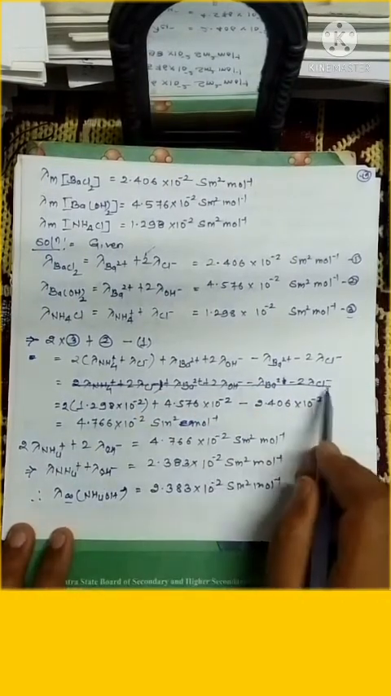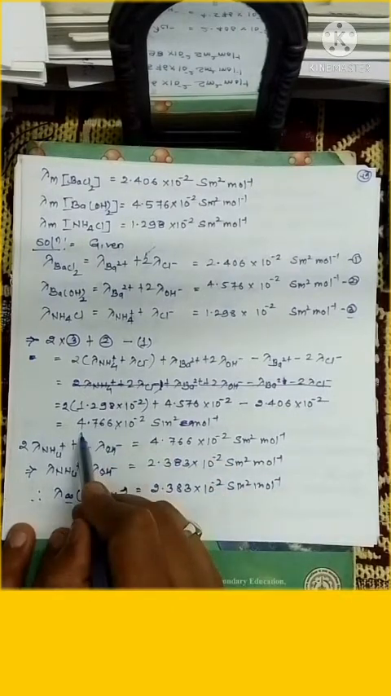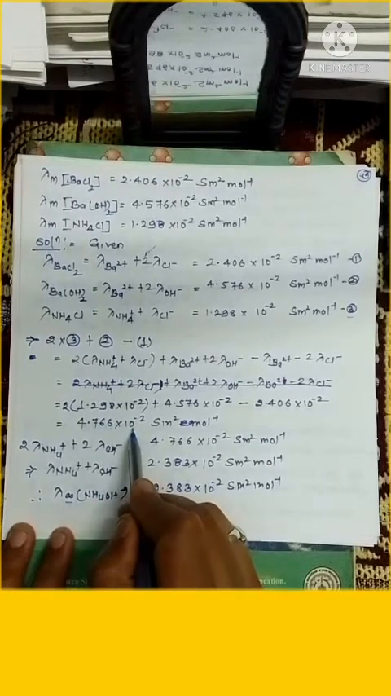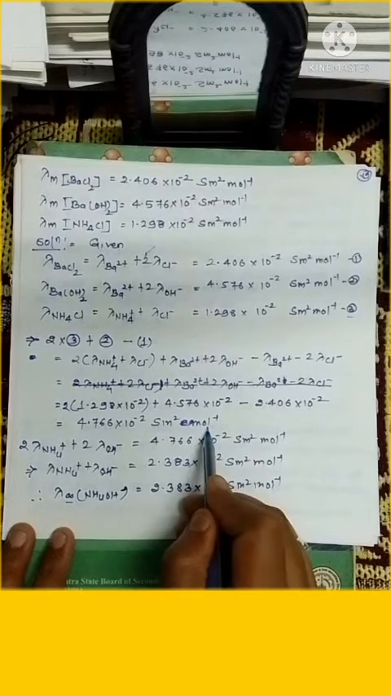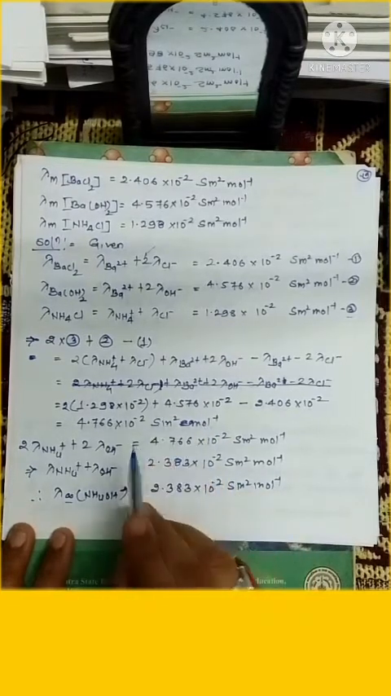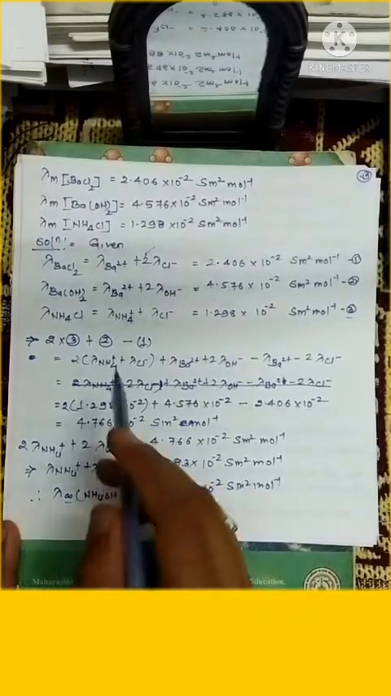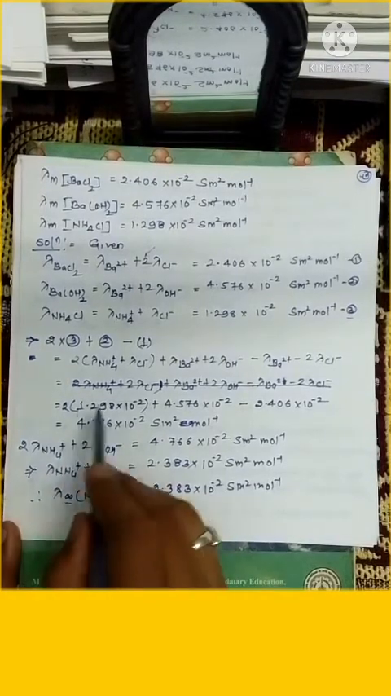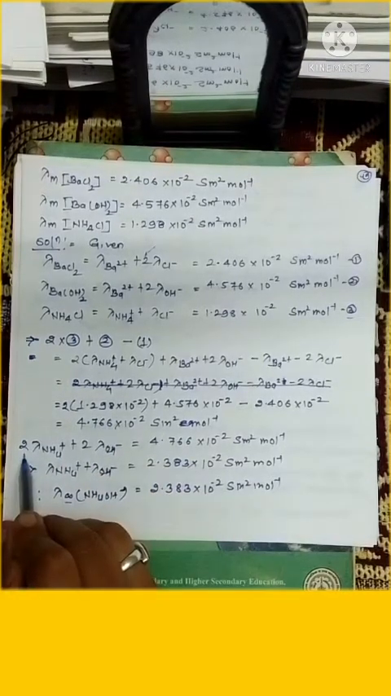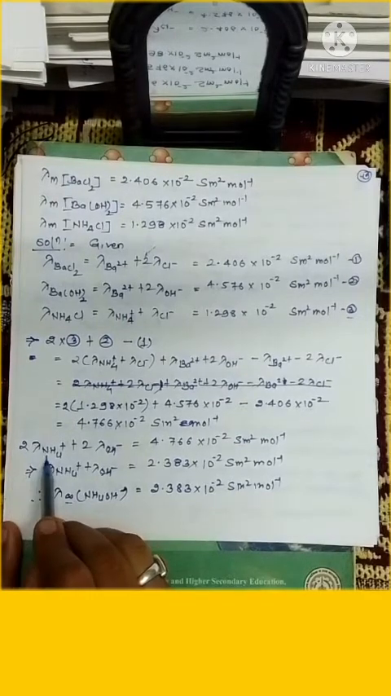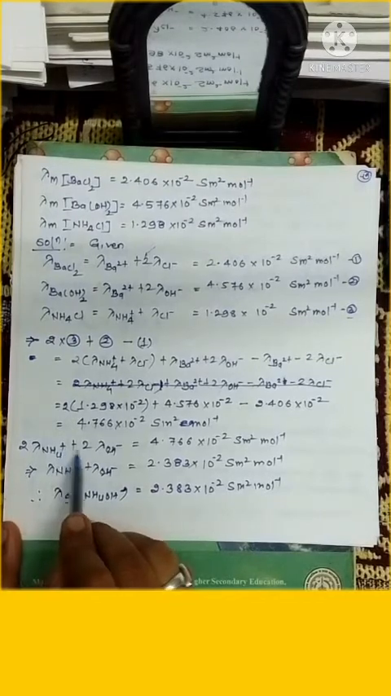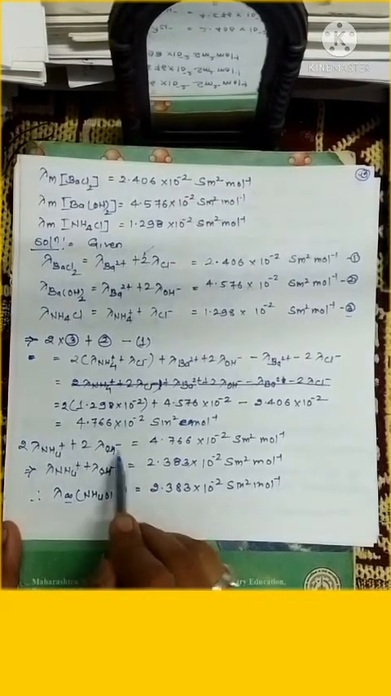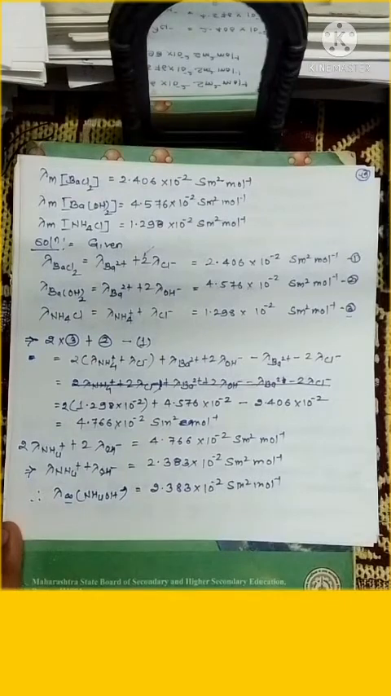So after putting all the values, we come with 4.766 multiplied by 10 raised to the power minus 2 Siemens meter square per mole. This is the value for 2 ammonium, that is 2 multiplied by lambda NH4 plus 2 lambda OH minus, that is equal to this value.